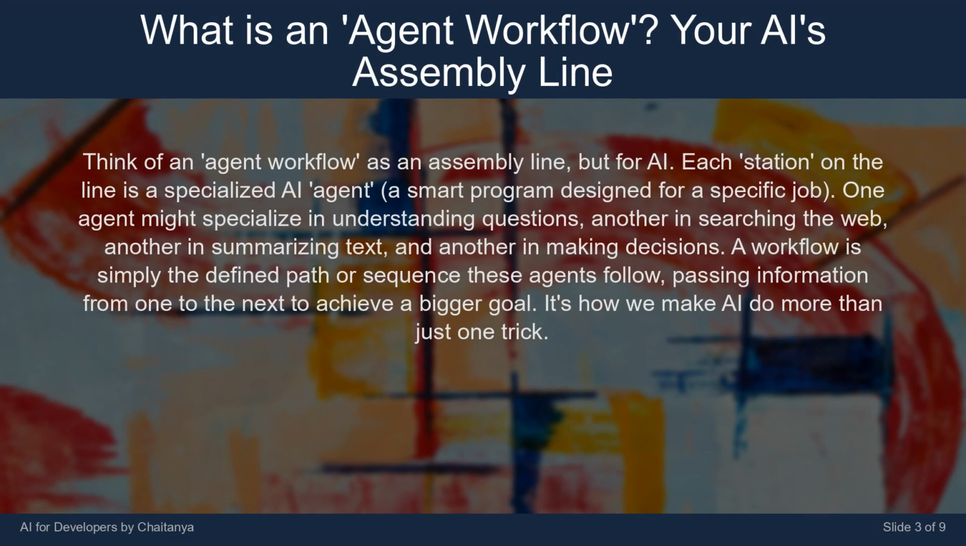Think of an agent workflow as an assembly line. But for AI, each station on the line is a specialized AI agent, a smart program designed for a specific job. One agent might specialize in understanding questions, another in searching the web, another in summarizing text, and another in making decisions. A workflow is simply the defined path or sequence these agents follow, passing information from one to the next to achieve a bigger goal. It's how we make AI do more than just one trick.